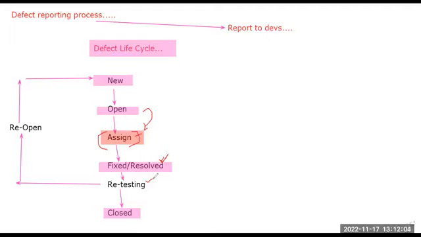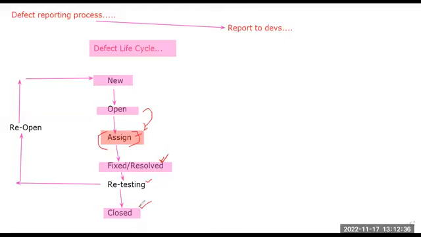Now let's assume that you are performing a retesting and you find that the defect is resolved. The defect is no longer there, meaning that it is now working fine in the QA environment. In that case, as a test engineer, you can change the defect status to closed. It means you can close the defect, because the defect is no longer there. So it's the tester's responsibility. If you find that the defect is no longer in the QA environment, you can change the defect status to closed.